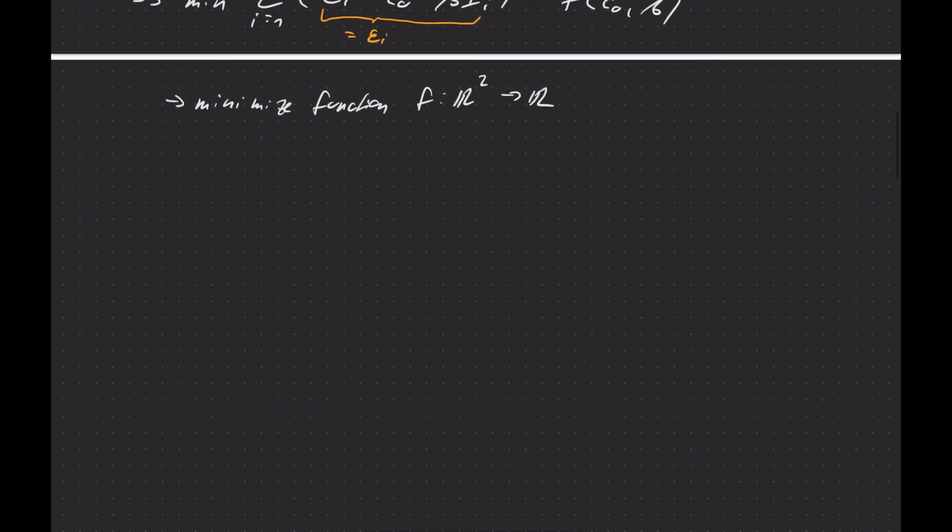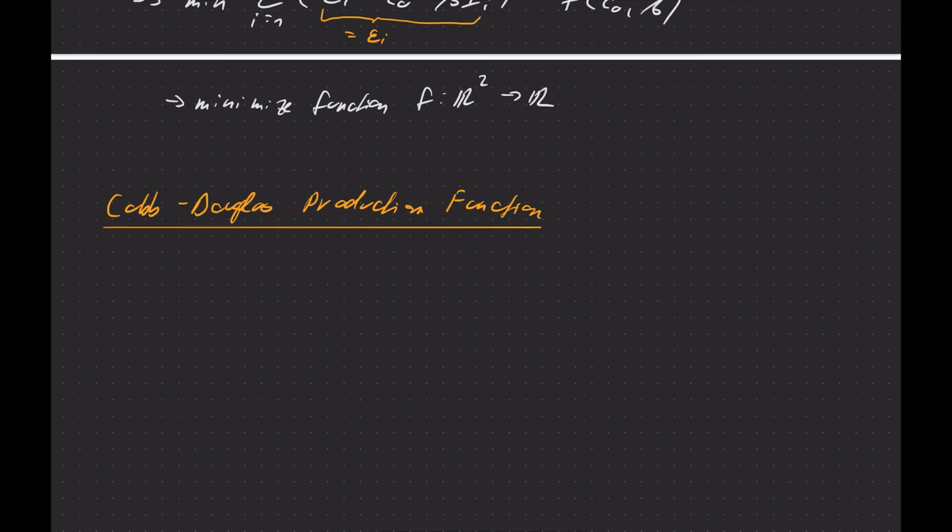I'll give you one more example. Same idea, just a little twist to that. That's the so-called Cobb-Douglas production function. Again, that is a model widely used in economics. That models the total production as a function of labor and capital investment.